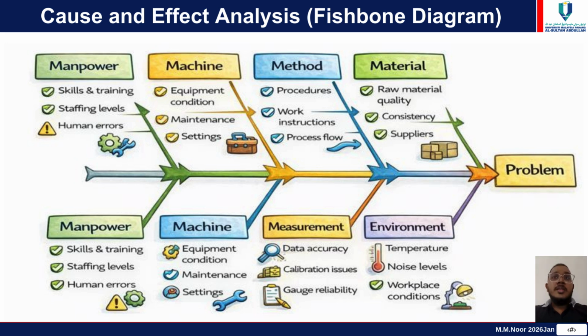Cause and effect analysis. The fishbone diagram helps organize potential causes into categories such as manpower, machine, and method. It supports structured brainstorming and problem solving. This tool helps narrow down possible root causes.